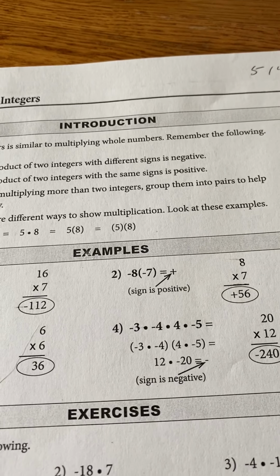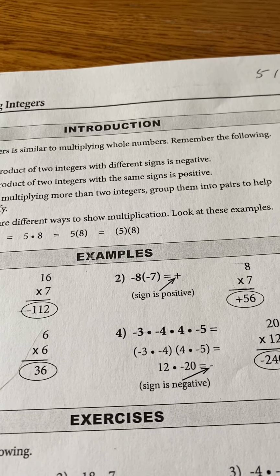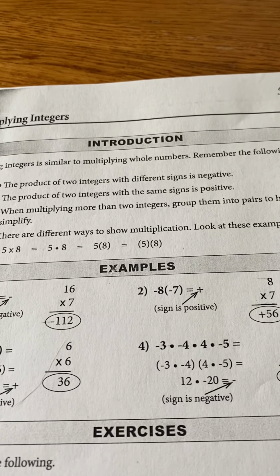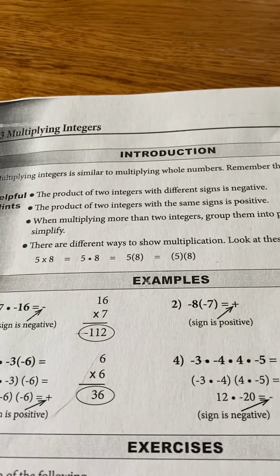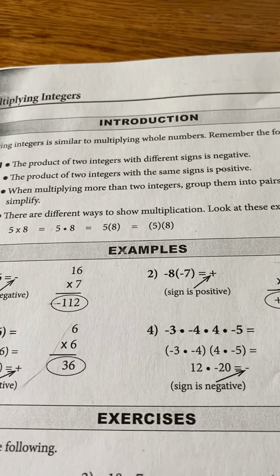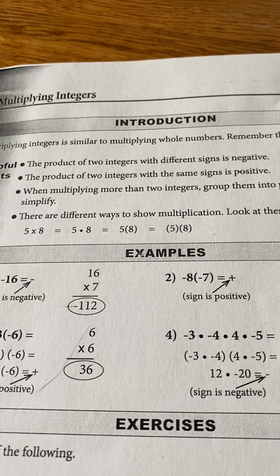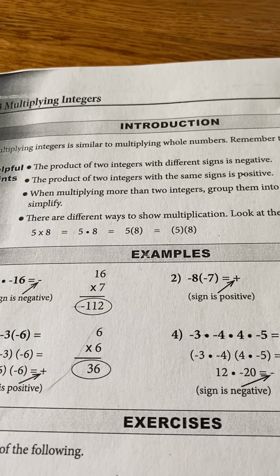The product of two integers with different signs is negative. Now we're going to go through different examples to show what that means in a little bit. The product of two integers with the same signs is positive.